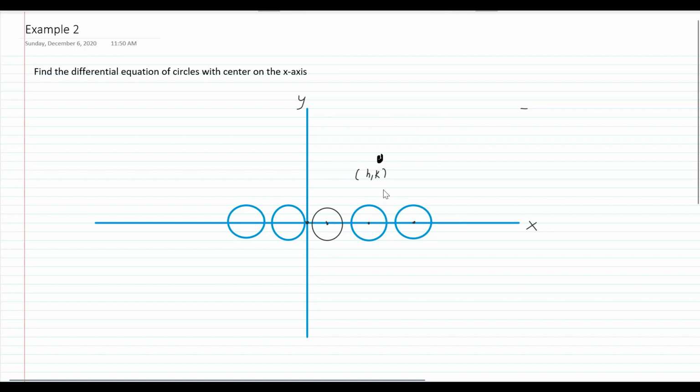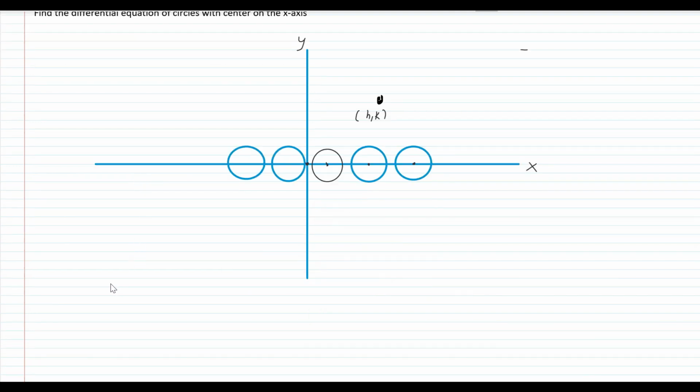Okay, and the best suitable equation for this particular example is (x − h)² + (y − k)² = r². This is plus. So we already chose the suitable equation. The next thing that we must do is to apply the condition.